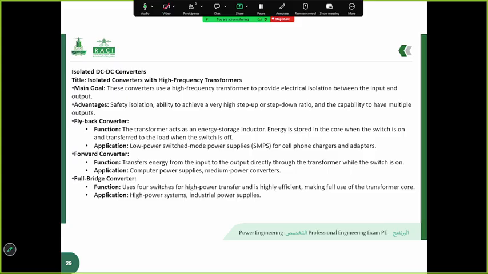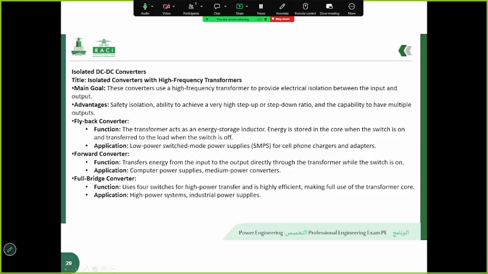The flyback converter is a simple and widely used isolated topology. Its operation is based on the principle of energy storage during the switch's on time. Energy is stored in the transformer's core and no energy is transferred to the load. When the switch turns off, the stored energy is then released and transferred to the secondary side to power the load. So this makes it ideal for low power applications like phone chargers and small power adapters due to its simplicity and low component count.